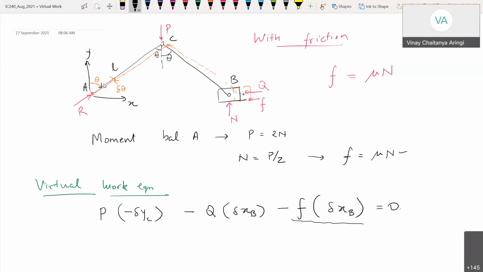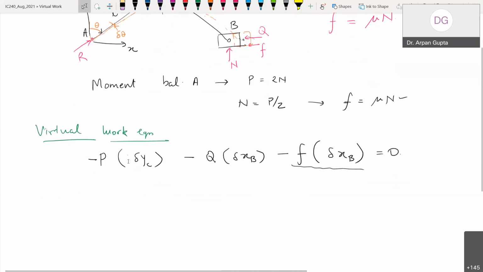Okay, so thanks for mentioning this clarification. We are assuming that delta Y is positive upward. So we are not considering whether it is moving downward or upward. It's good you pointed out. We are not considering whether delta YC is positive or negative. It will automatically turn up in calculation, but P is in the negative direction, and this we are assuming to be positive. So therefore, there is a negative sign here. Is that clear? Yes, sir. Okay, thank you.